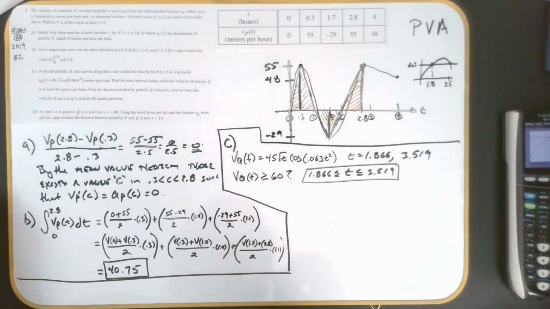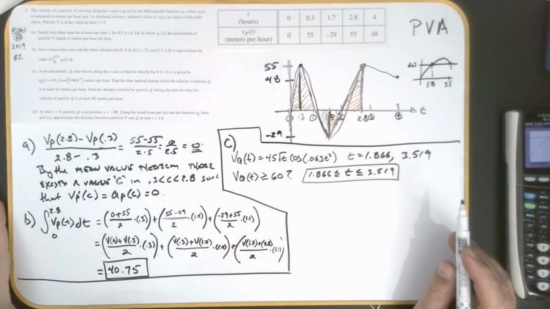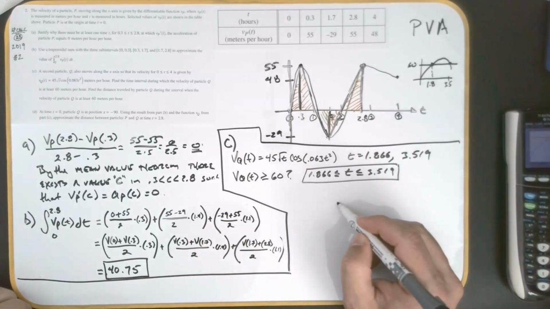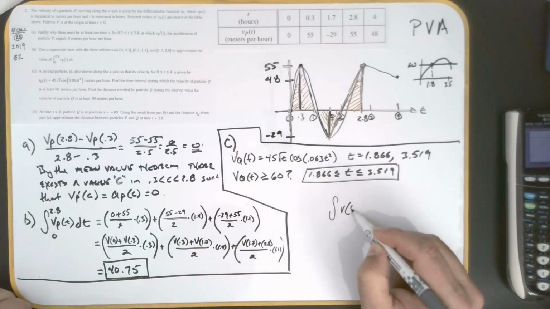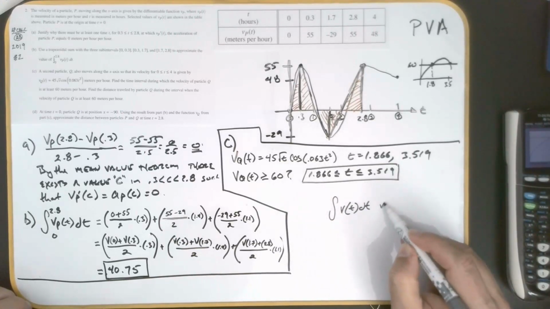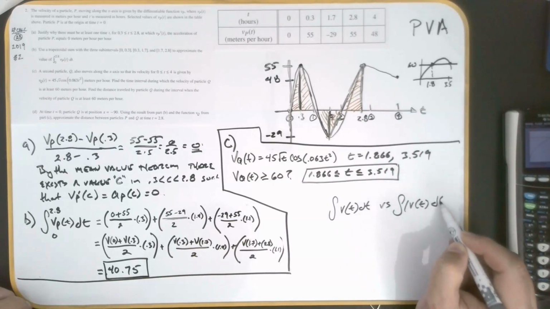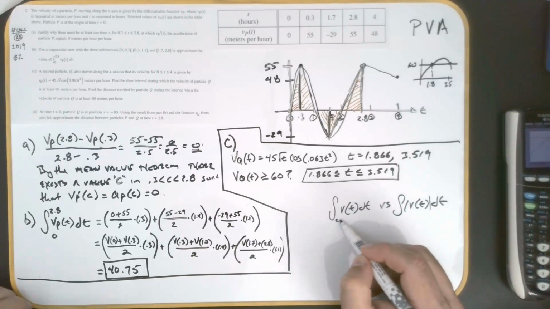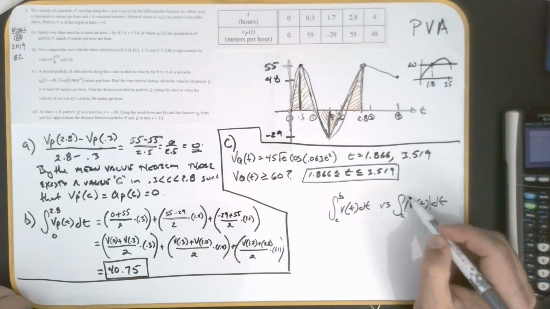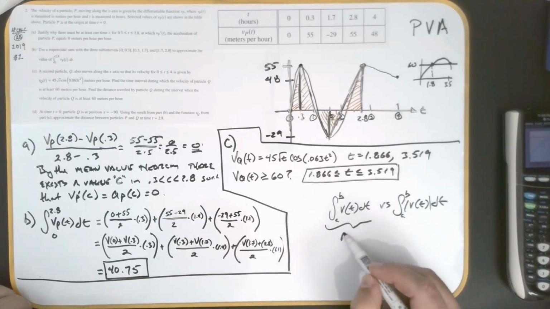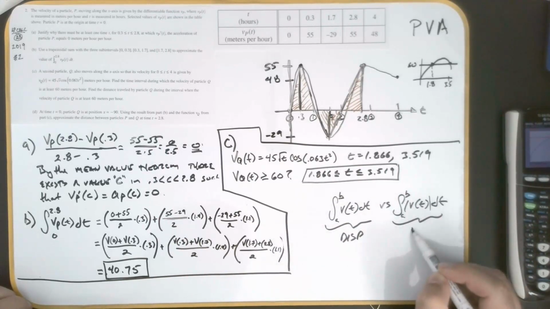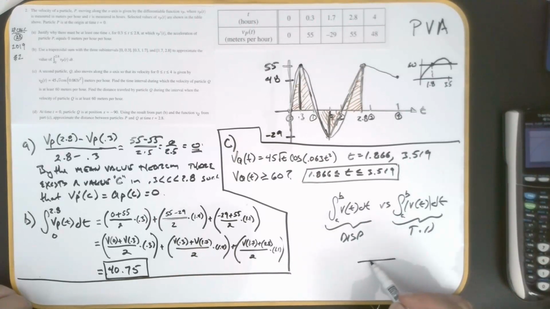Then the rest of the question says, find the distance traveled by the particle Q during the interval when the velocity is that high. Now, here's what they're trying to get you with. Always, always, always, they're going to be testing you on these PVA questions is what is the difference between integrating velocity versus integrating absolute value of velocity. And hopefully at this point you are automatically going, oh, that's going to be displacement. This is going to be total distance.